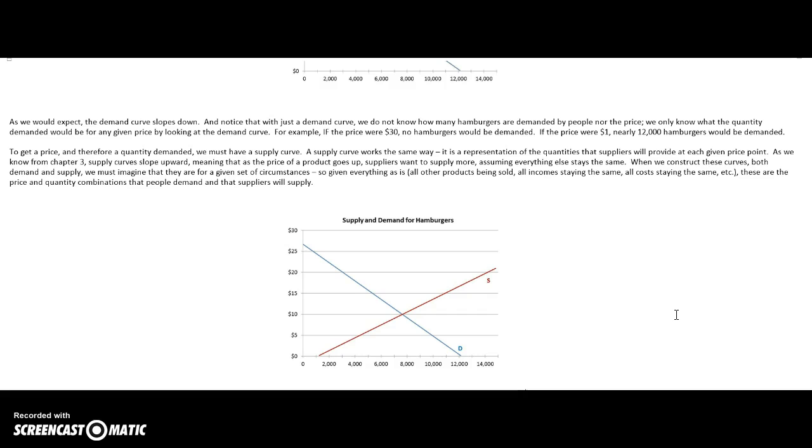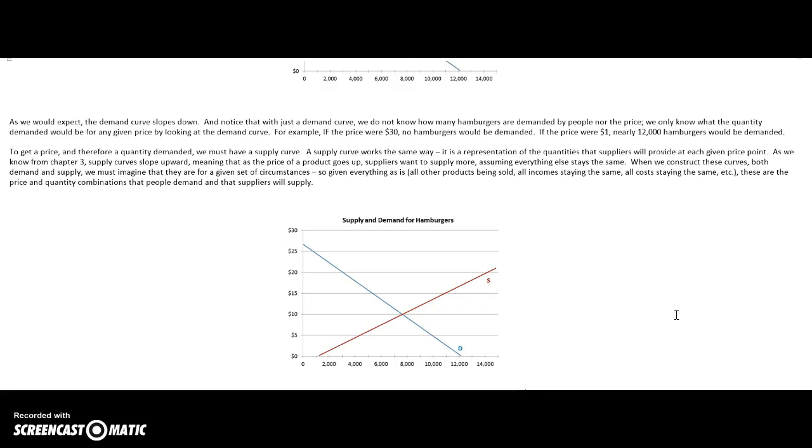So the supply curve works the same way. It represents the quantities that suppliers will provide at each price point. So, if you knew that you could sell a hamburger for $100 each, you might consider going into the hamburger market. And if that were the case, lots and lots of hamburgers would be supplied because businesses would want to supply more of them because their profits would be higher. So that's why you see an upward sloping supply curve.